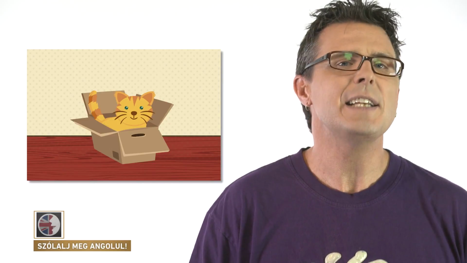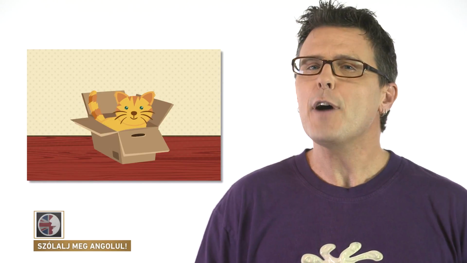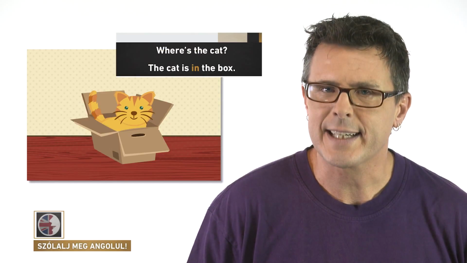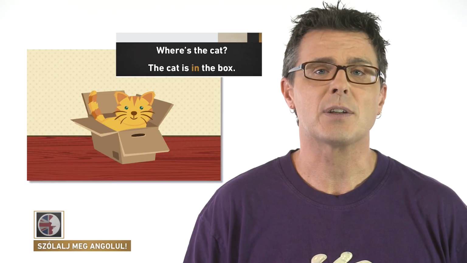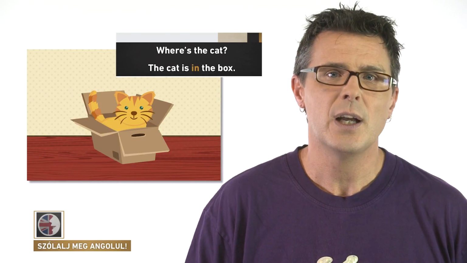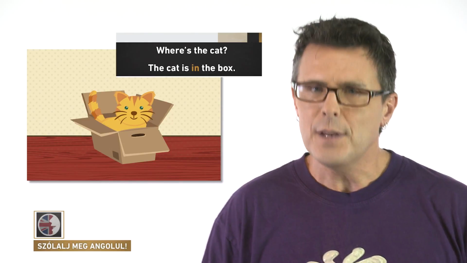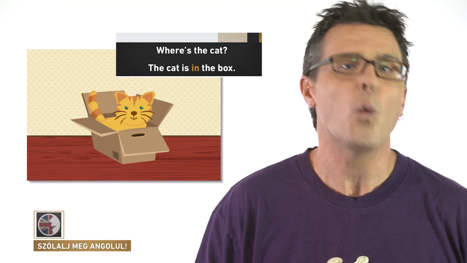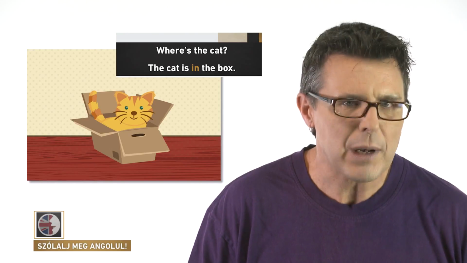Now, take a look at this photo. We've seen this preposition before. Now, if I ask the question, where's the cat? You know the answer. The cat is in the box. Correct. The cat is sitting in the box. We're using the preposition of place, in. This shows that the cat is in one position. It's not moving, it's in one place. Okay.